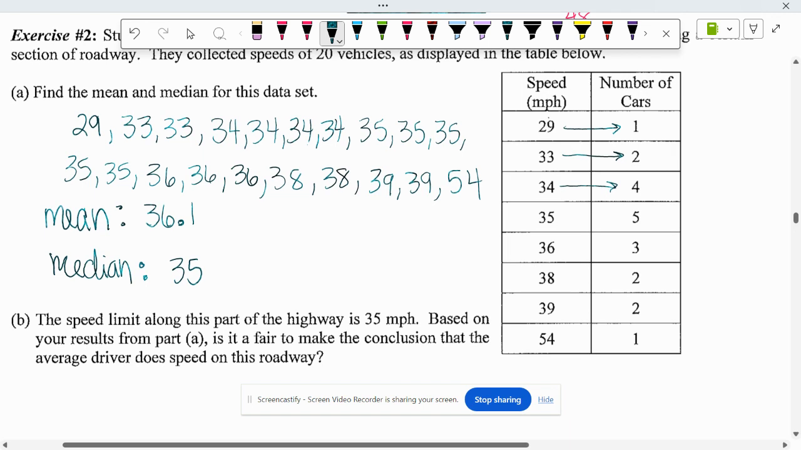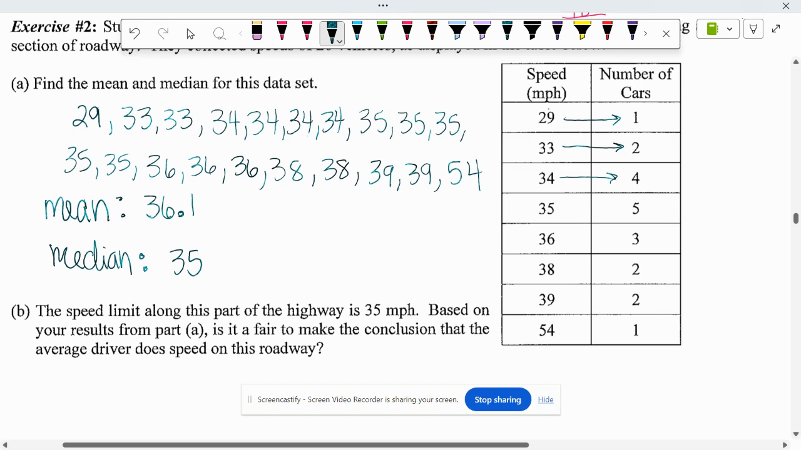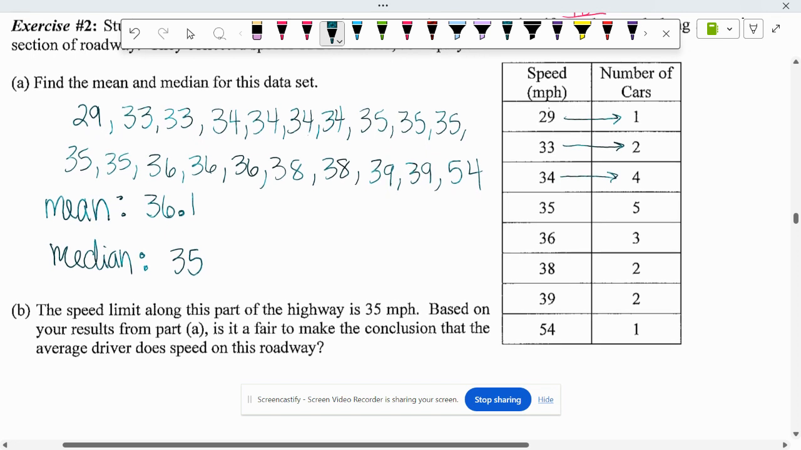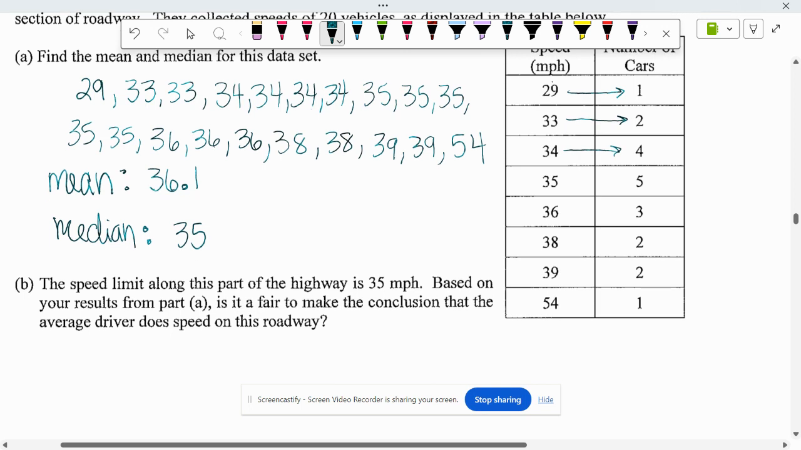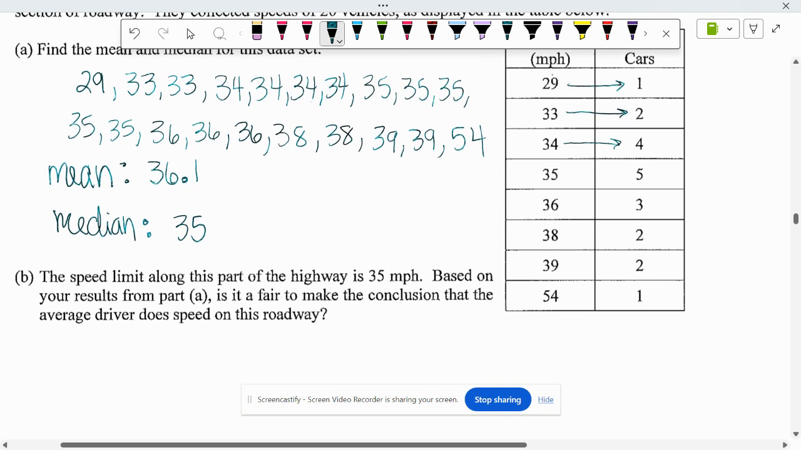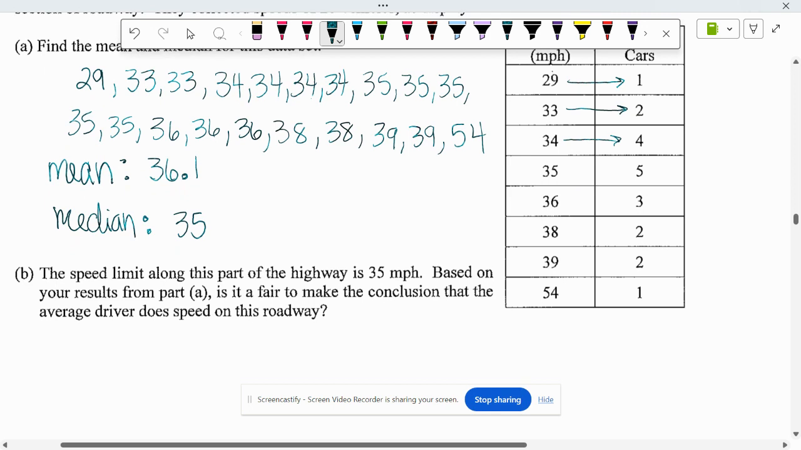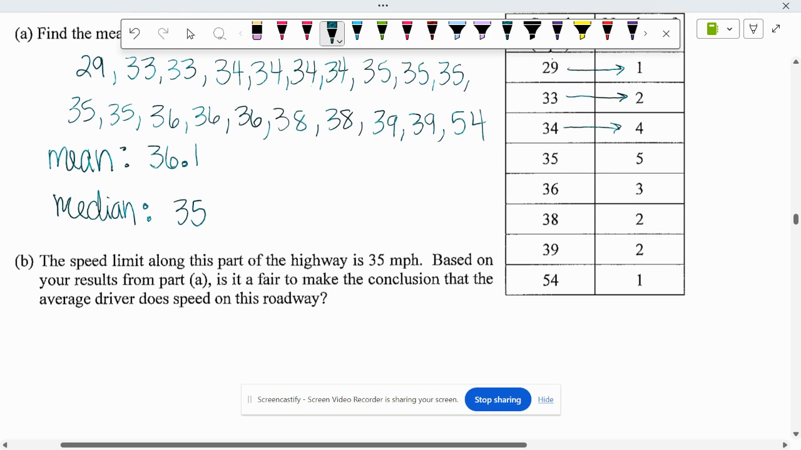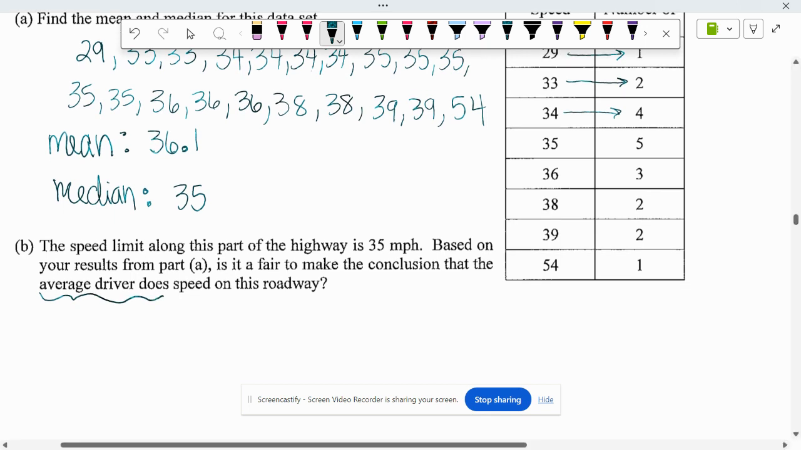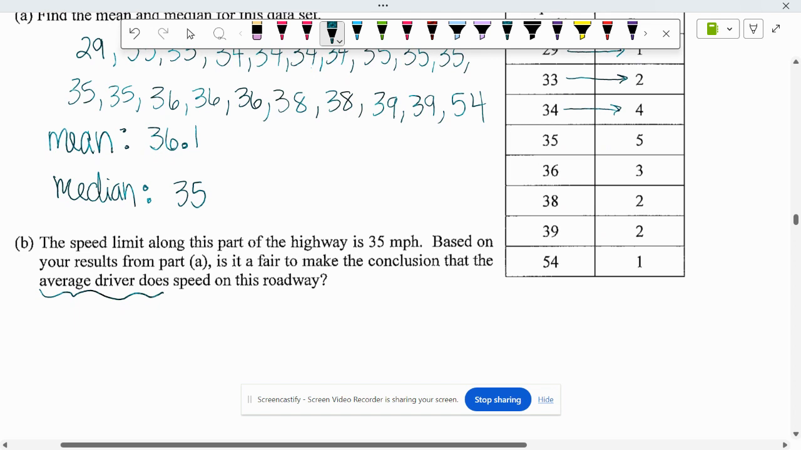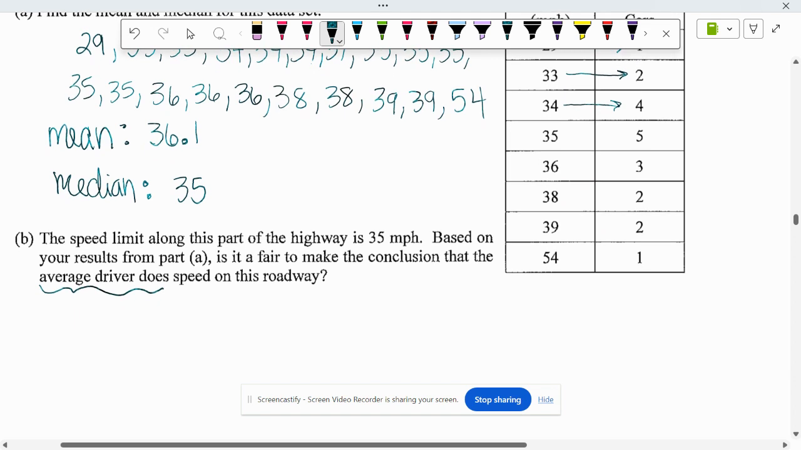So question B says the speed limit along this part of the highway is 35 miles per hour. Based on your results from part A, is it fair to make the conclusion that the average driver does speed along this road? What do you think? How fast is the average driver going? And do you think that the average driver is speeding? Say that again, Kimber. You said not really, because why?